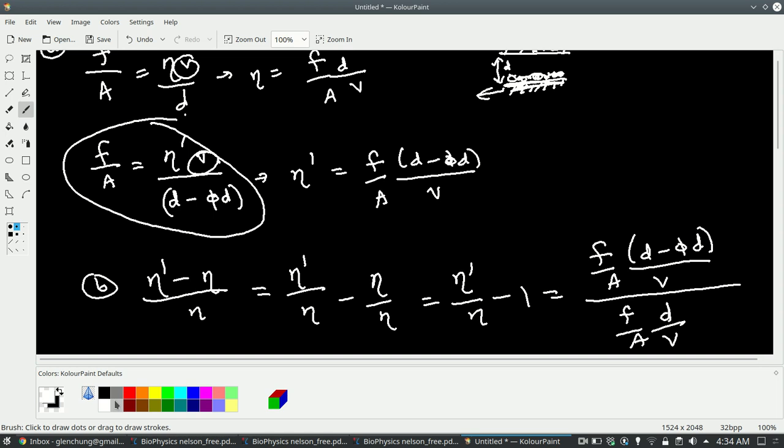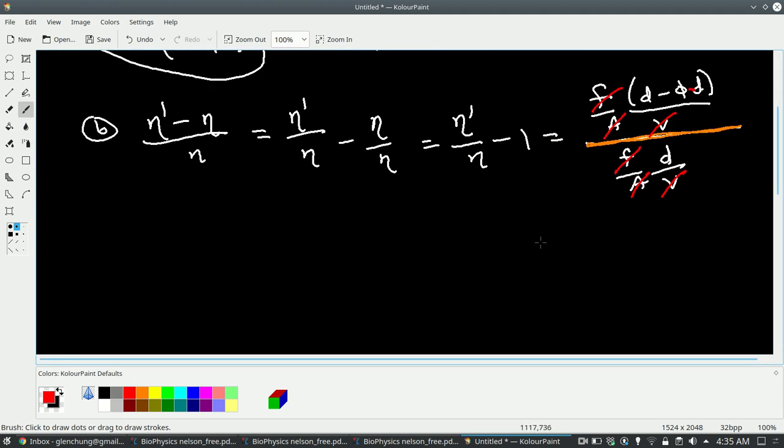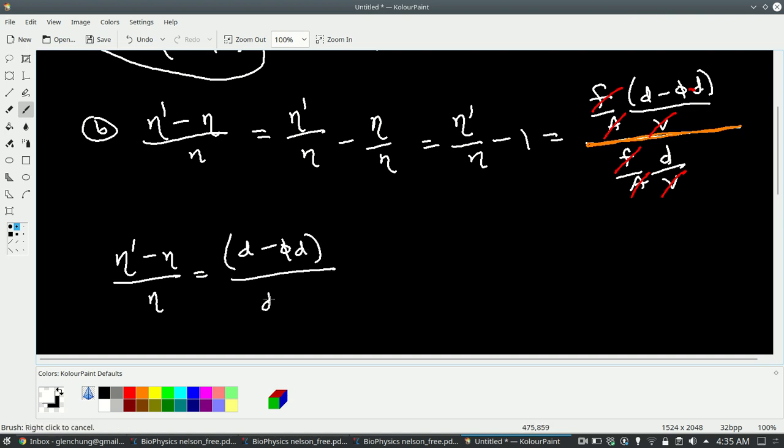Okay, now I'm going to write the fraction bar in a new color so that it's easy to discern. This is a fraction over a fraction, so that makes it kind of confusing. I'm going to cross things out with red. I have force in a numerator and force in another numerator, so they cancel. Area in a denominator and area in another denominator, so they cancel. V in a denominator and V in another denominator, so they cancel. Now let me rewrite this so it's easier to see. So this is eta prime minus eta over eta equals d minus phi d over d. Now if I factor out a d on the top, this is what I get.